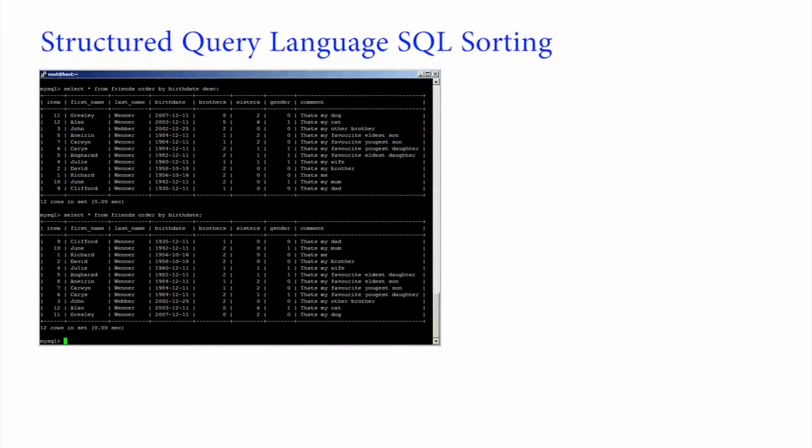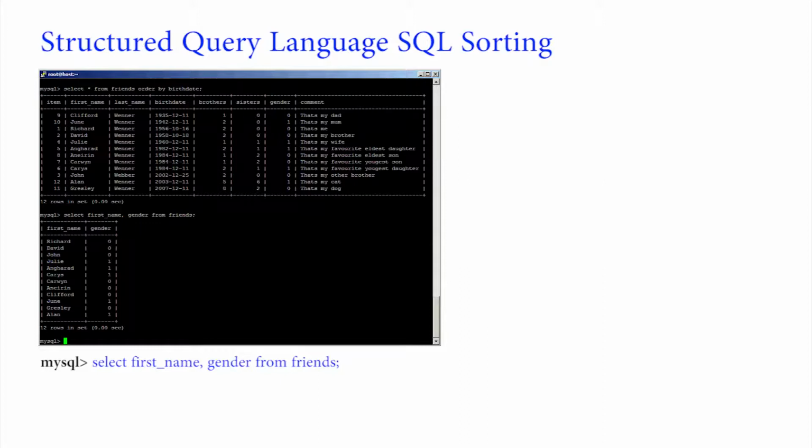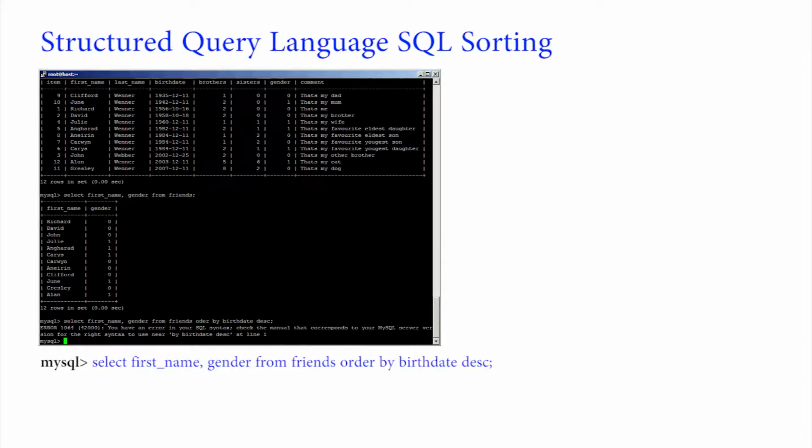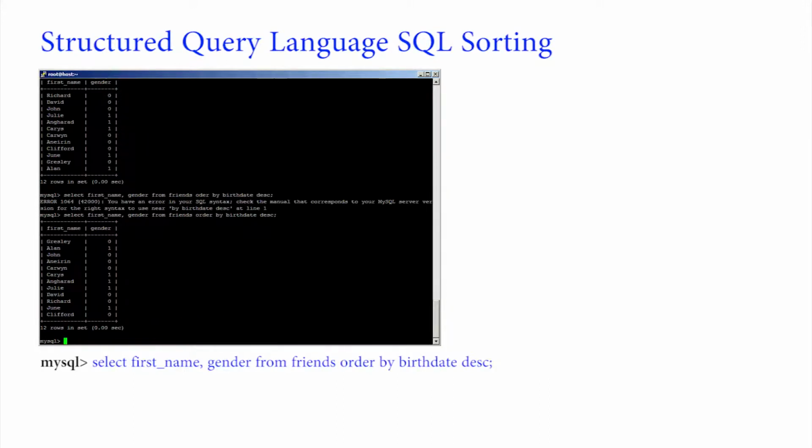The final part of sort is to say we do not need to display everything. Look at this command. Select first name, gender from friends to display just field names first name and gender. We could combine everything above by entering select first name, gender from friends, order by birth date, desc. That completes sorting.